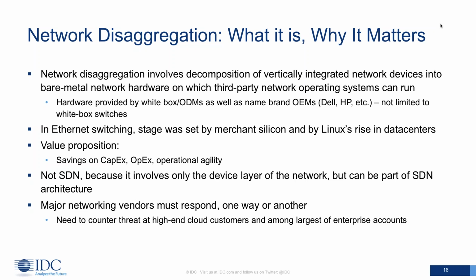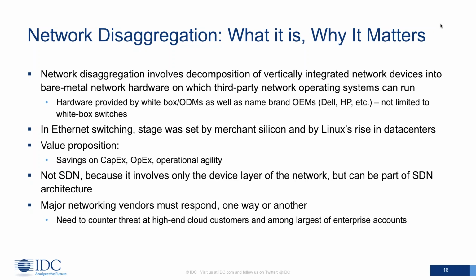So let's talk about what network disaggregation is. Network disaggregation involves the decomposition of vertically integrated network devices, such as switches, into bare metal network hardware on which third-party network operating systems can run. Put another way, it involves the decoupling of the switch hardware from the software or the network operating system that runs on it. This happened long ago in the compute world, as you folks know, but it's just happening now in networking. Networking was a bit behind for some valid reasons, but we're moving forward now.